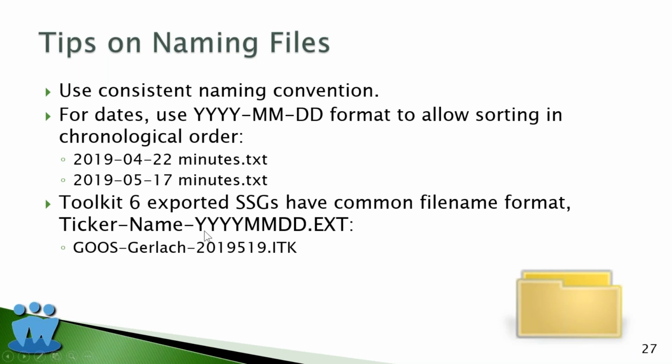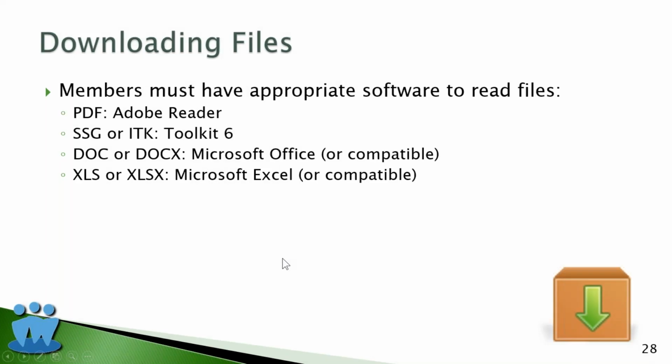And so respecting that file format can help you find things as you go. If you're downloading files, members must have the appropriate software to read files such as PDF. The SSGs or ITKs can be read in Toolkit 6, and you can upload those ITKs to SSG Plus now, the doc or Excel files, etc.